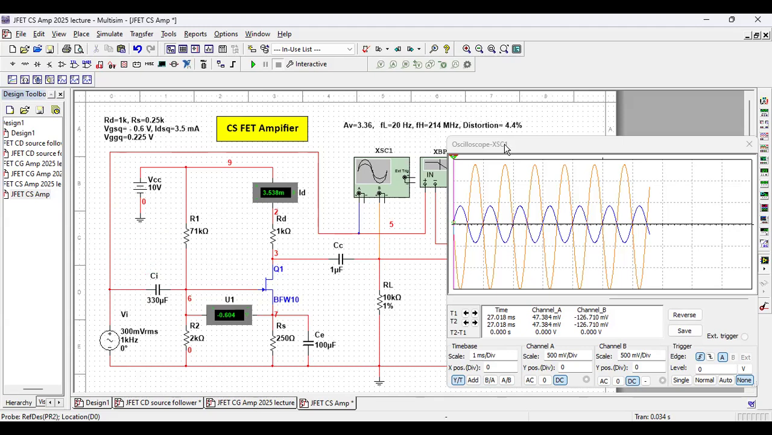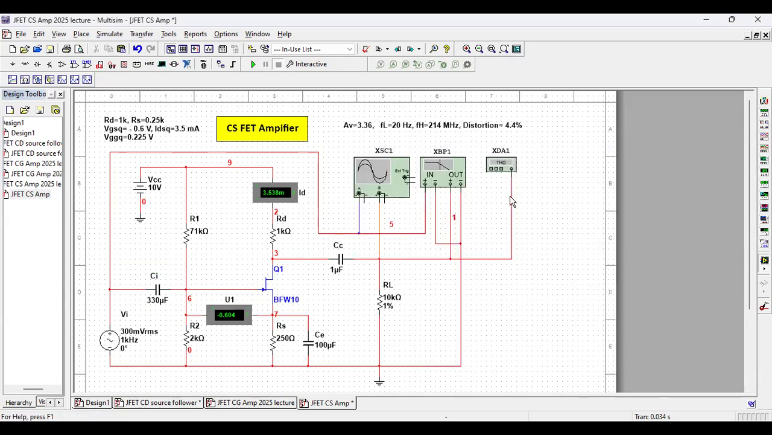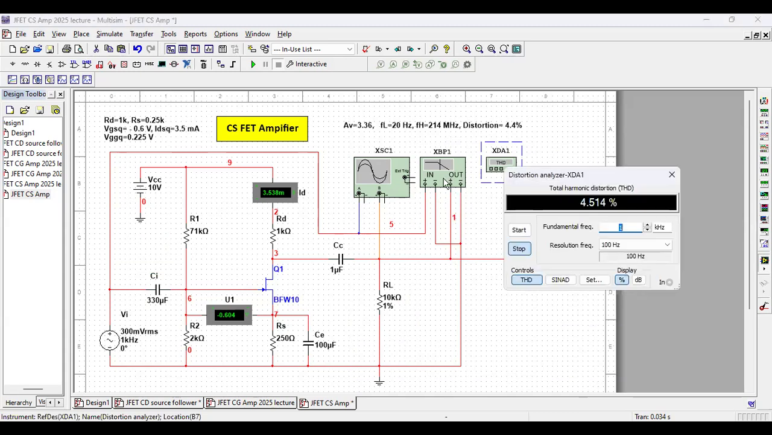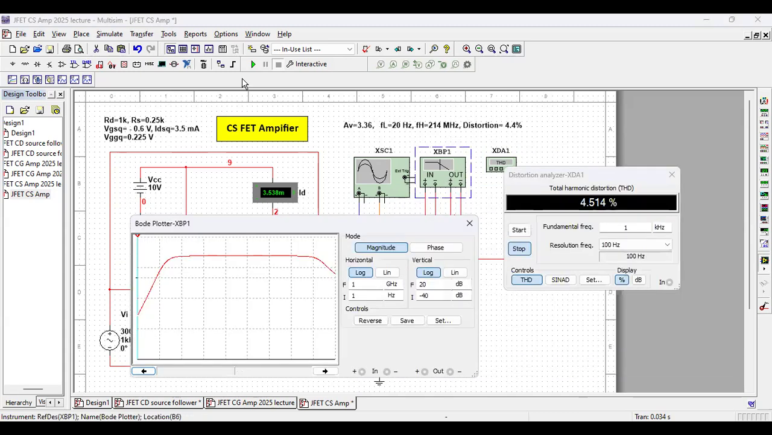Next, I'll switch off the oscilloscope. Let us see the distortion and the frequency plot also. I find distortion is only 4.5%. This is excellent because in a BJT amplifier, getting distortion less than 15% or 10% is very difficult.